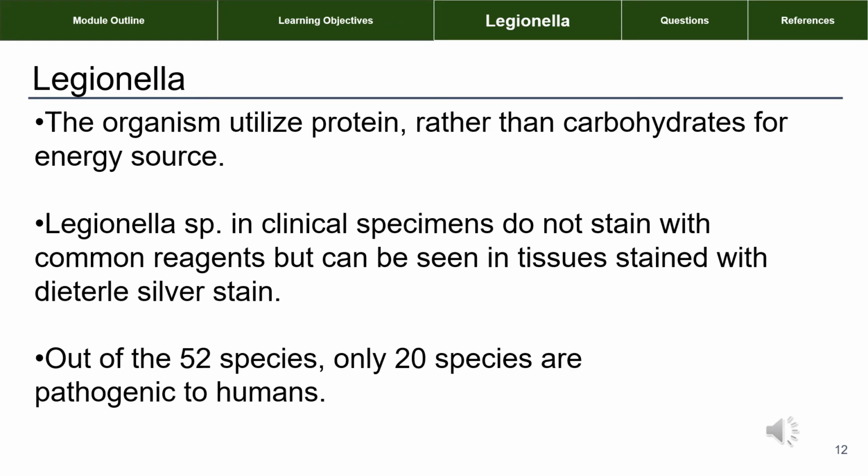This organism utilizes protein rather than carbohydrates for its energy source. Legionella species in clinical specimens do not stain with common reagents, but can be seen in tissue stained with Dieterle silver stain. Out of the 52 species, only 20 species are pathogenic to humans.